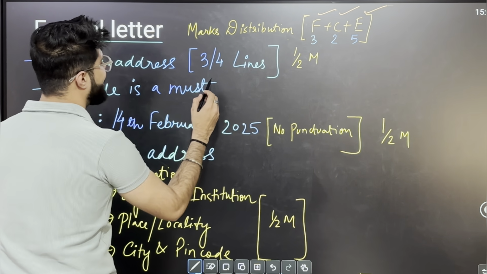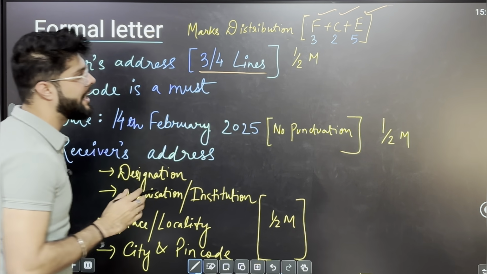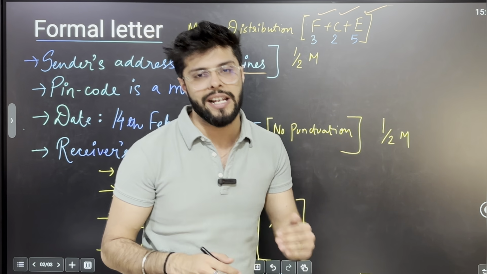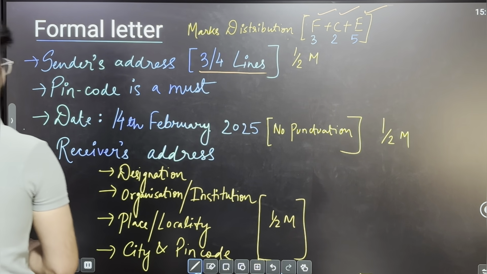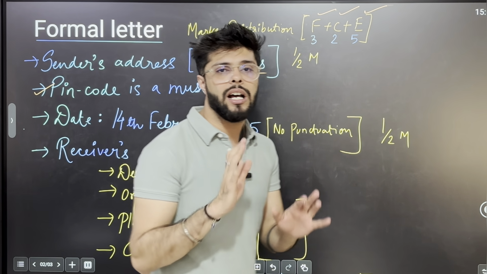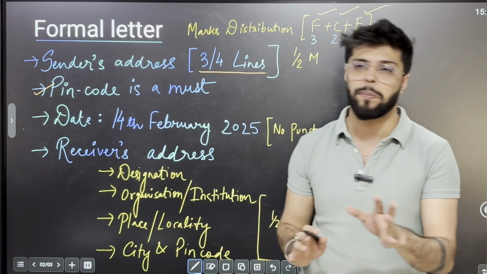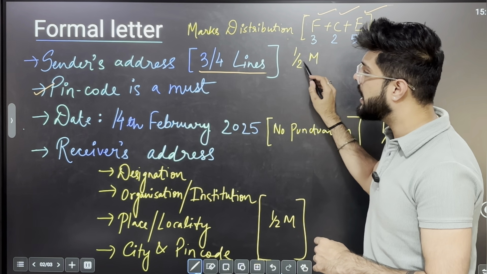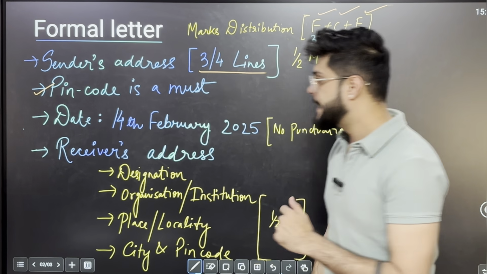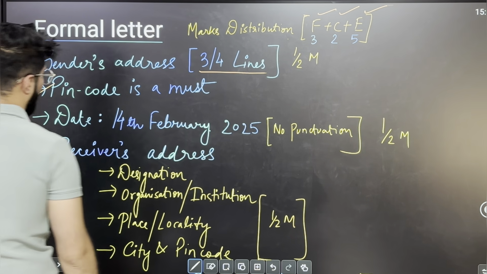So sender's address, it should not exceed more than 4 lines. Rather, I would suggest try to finish it up within 3 lines only. Take care. Then comes your pin code, and pin code is a must. देना ही पड़ेगा, otherwise you will get penalized. ये जो आपको हाफ मार्क मिलने का होगा for not writing pin code, you will get 0 for that. ठीक है? Then comes your date.